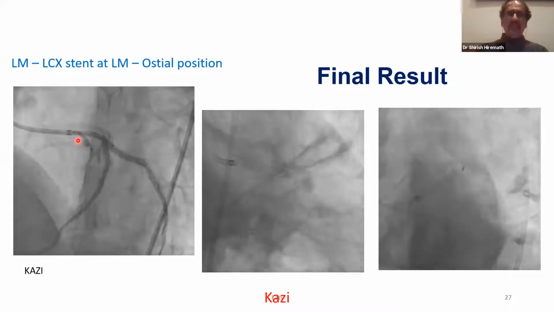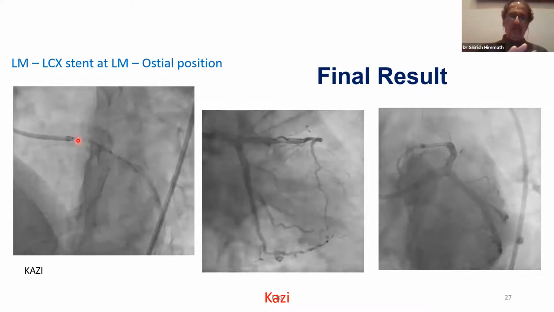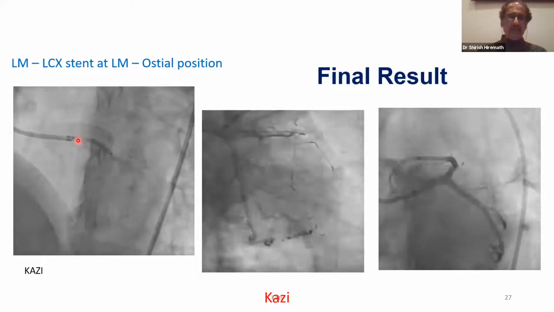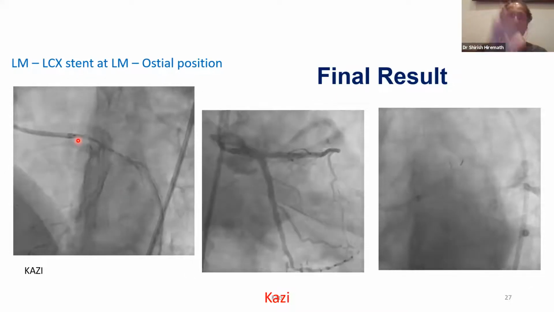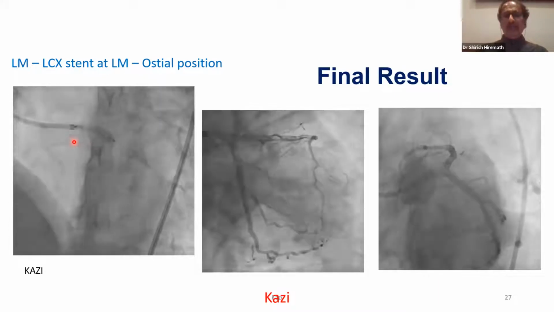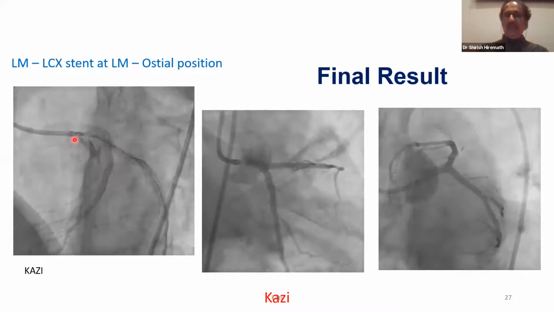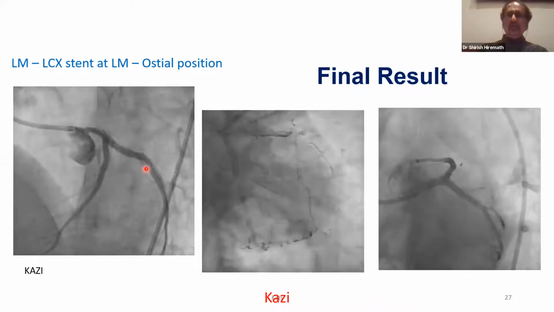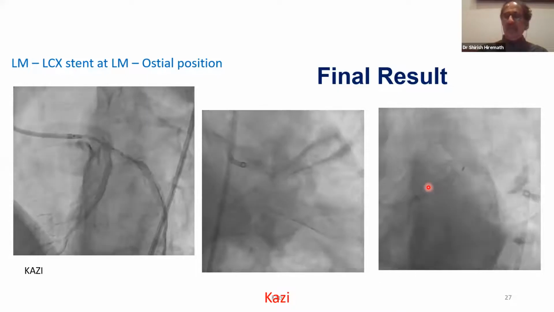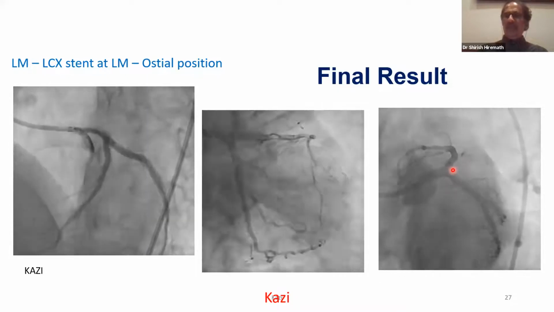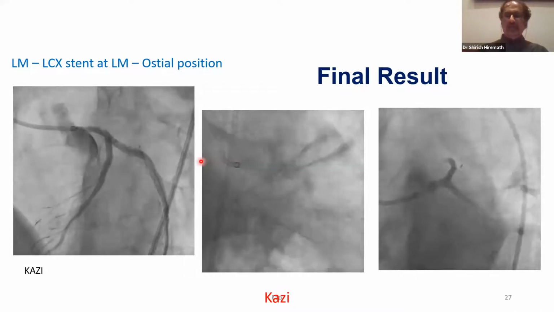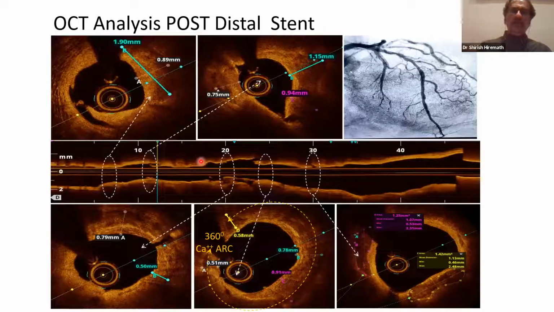So always take this view, steep cranial and about 30-40 degrees LAO. By doing this, you will not miss the ostium. See, it's very risky to position your stent at the left main ostium in LAO caudal view because this foreshortens the entire length. So always take this view and then you make a judgment. So this is how we did.